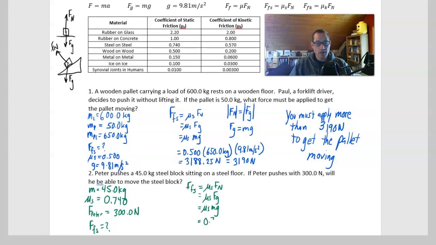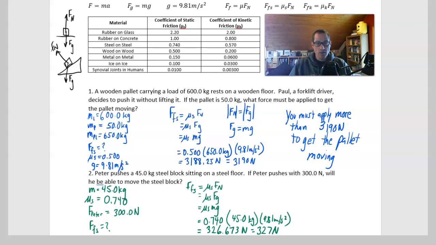Again, this is 0.740 times 45 kilograms times 9.81 meters per second squared. Okay, we multiply all that out, and we have 326.673 newtons, which is rounded to 327 newtons.